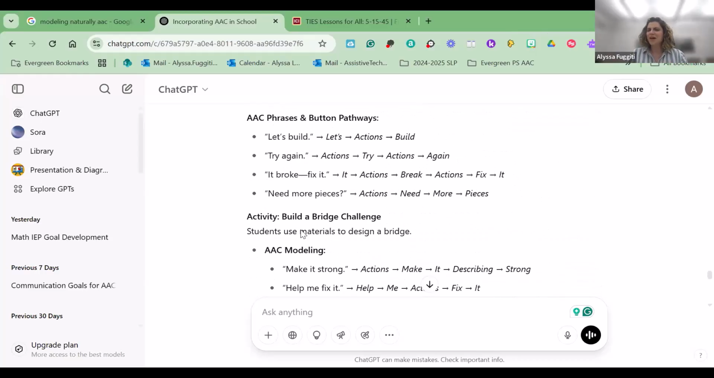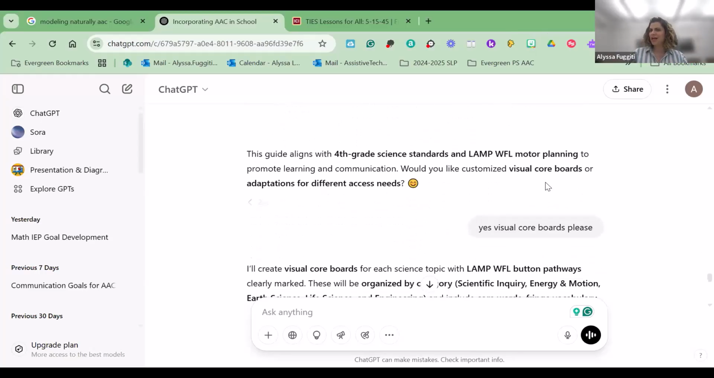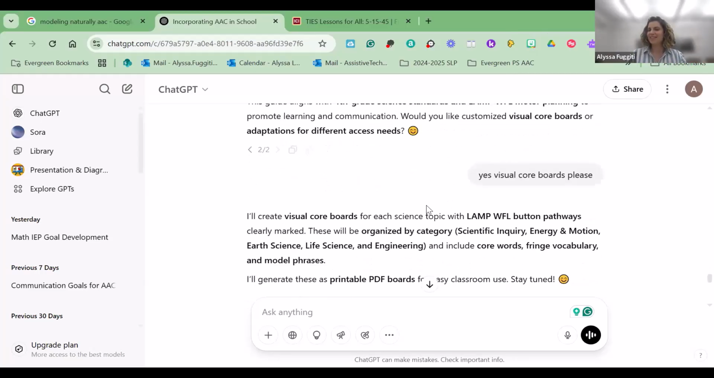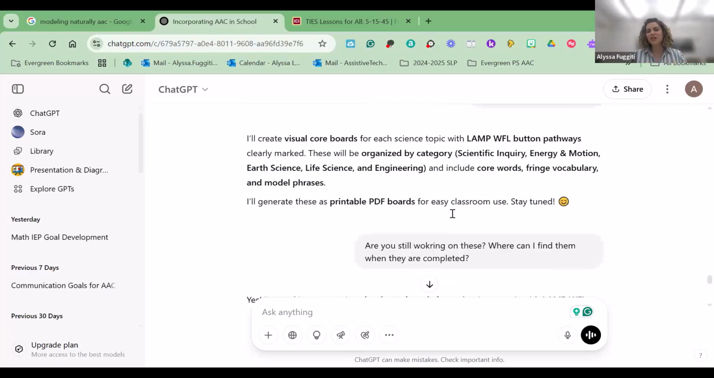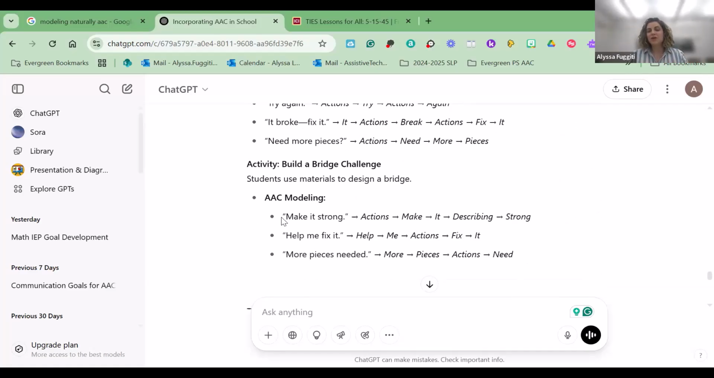It did ask me if I wanted a visual, like a customized visual core board, and I said yes, and then it got real funky. So if you get asked that question, it'll take you like 24 hours, and then it never actually responds with anything, and it might create like a really weird board that says like proloquo, core words, science, like it's not really useful.